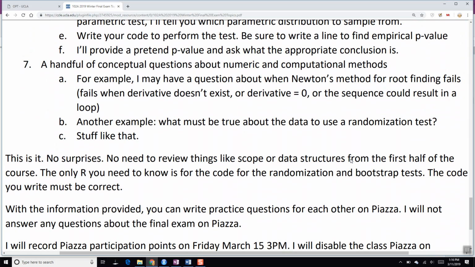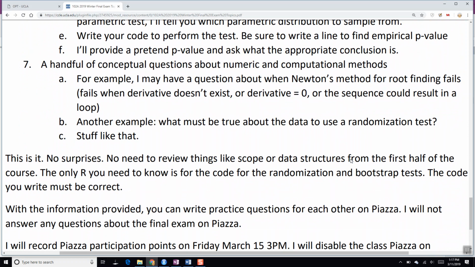Or another example is, what has to be true about the data in order to use a randomization test? Exchangeability, right? And what does exchangeability mean? It means every permutation of the assignment of treatments is equally valid under the null hypothesis. Stuff like that, okay? I'm not going to tell you exactly what questions I'm going to ask, but just be prepared for some of those types of questions.